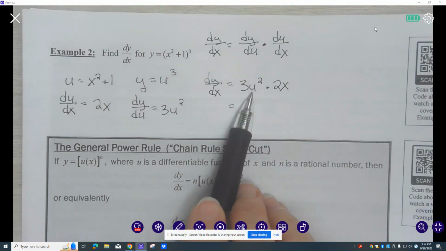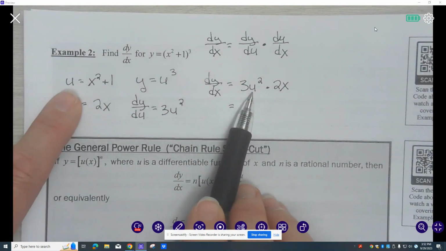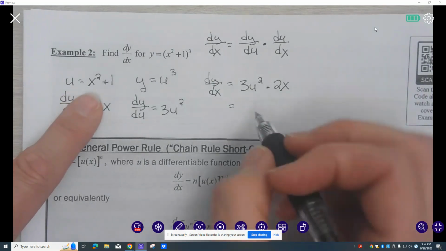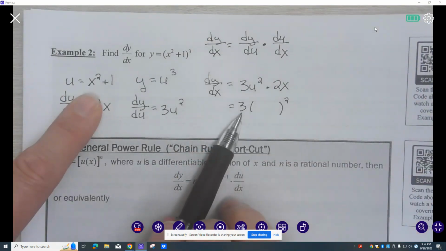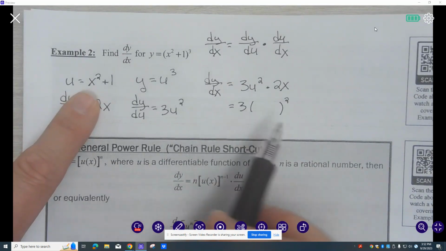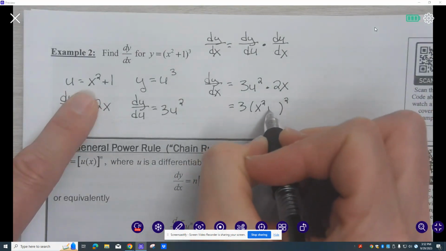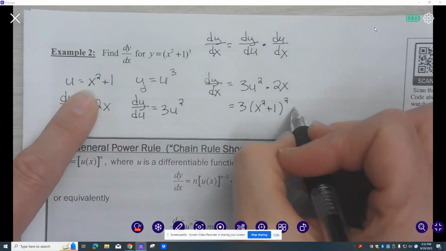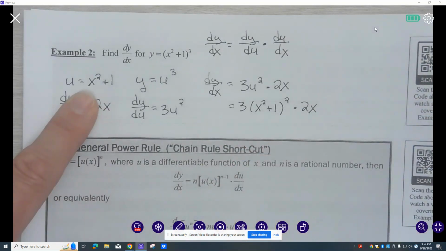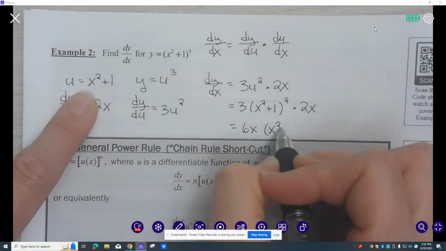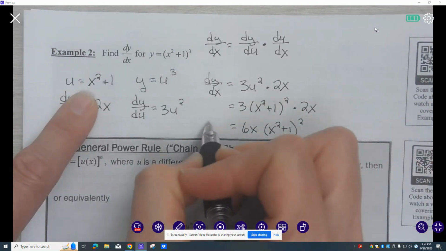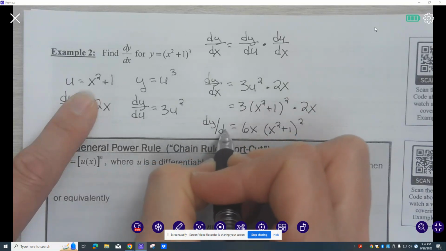So u, right here, we figured out that u was equal to x squared plus 1. So I want to replace this u and call it an x. So instead of 3u squared, I'm going to have 3 times x squared plus 1, squared, times 2x. And that would be 6x times (x squared plus 1) squared, dy/dx.